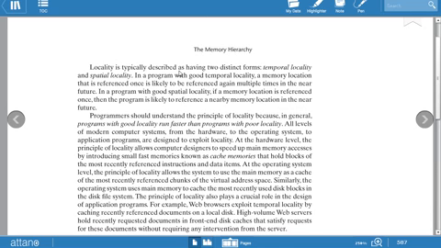This says locality is typically described in two distinct forms. That is, locality is divided into two forms. One is temporal locality and one is spatial locality. And this locality concept is used in the cache memory. So let's take a quick review with the help of the PPT, that is, what is covered in the locality concept and how it relates to the cache memory.